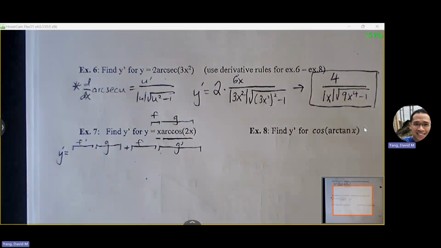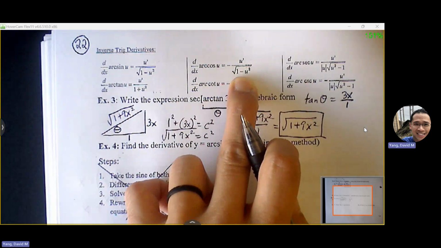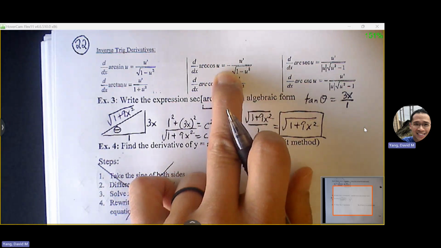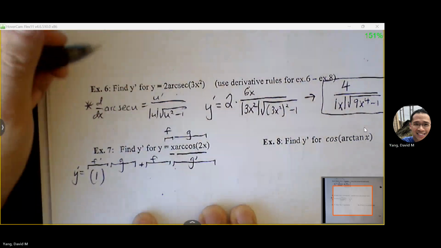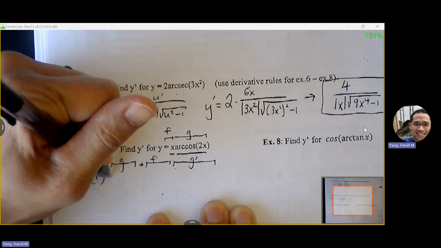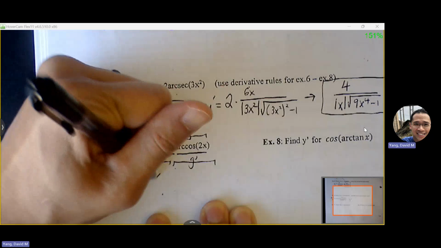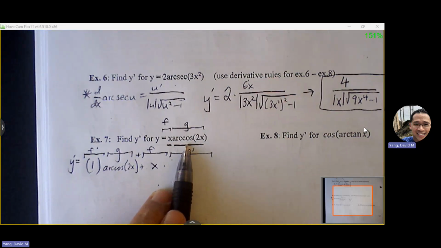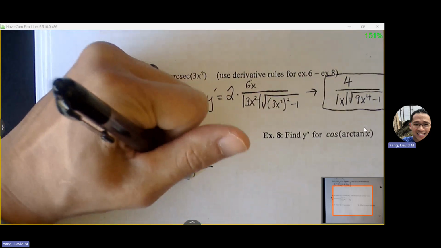Now, arc cosine looks a lot like arc sine. It's just the negative version of arc sine. So at the very top of the page here, we're just going to apply that rule when we get to it within our product rule. So u prime over root 1 minus u squared with a negative attached. X becomes 1. G stays as arc cosine of 2x. Back to f, so x stays. And then our arc cosine is negative u prime over square root of 1 minus u squared. So negative 2 over square root of 1 minus quantity 2x squared.